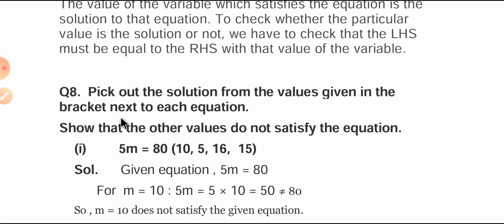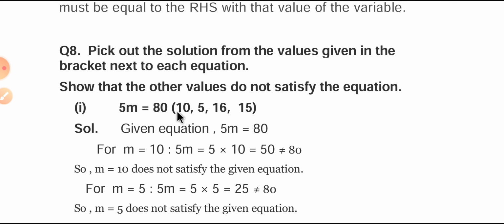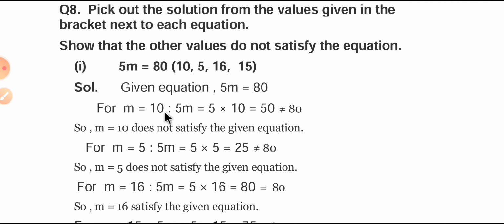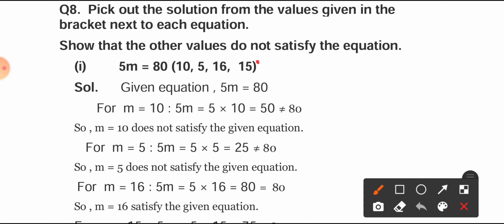So question number 8 is: pick out the solution from the values given in the bracket next to each equation and show that the other values do not satisfy the equation. Here you can see 4 values are given and we have to find the solution of the given equation. मतलब ऐसा कौन सा नंबर है जिसको हम m की जगह पर रखेंगे तो RHS और LHS दोनों बराबर हो जाएंगे, or which satisfies the given equation. First one is 5m = 80, with values 10, 5, 16, 15. These are the values of m. ये सब वेरिएबल की वैल्यू है.